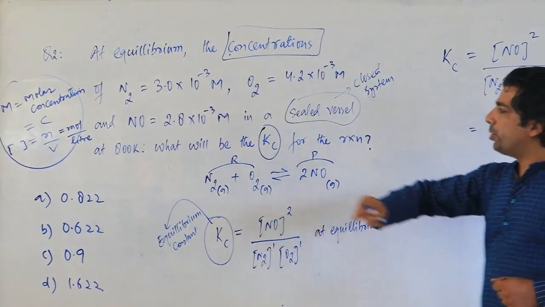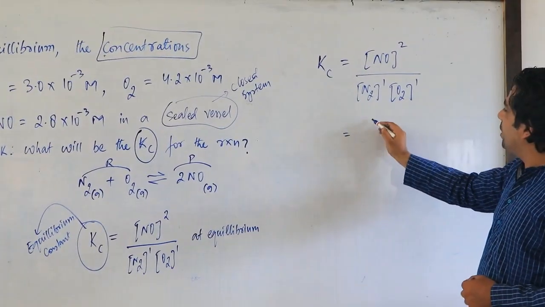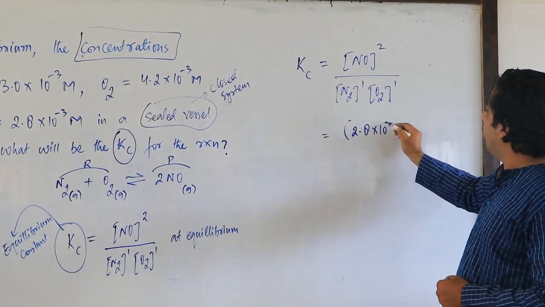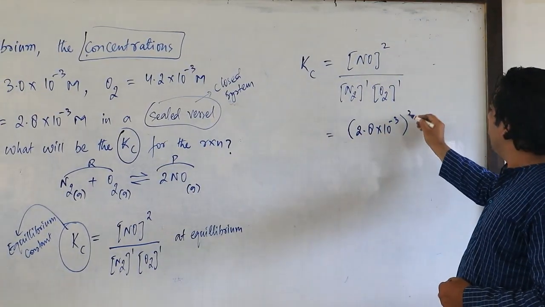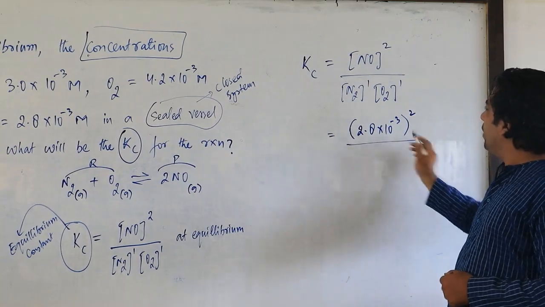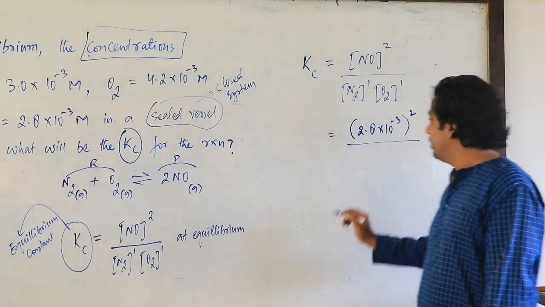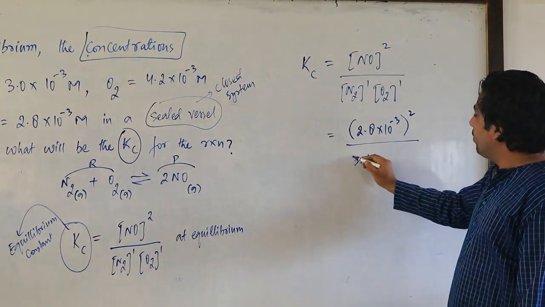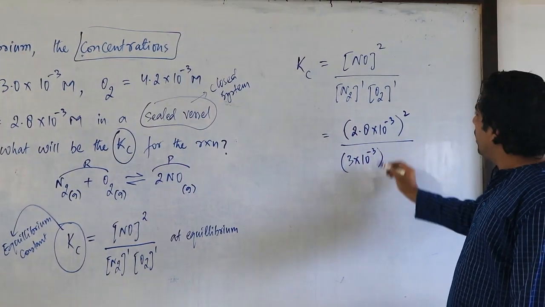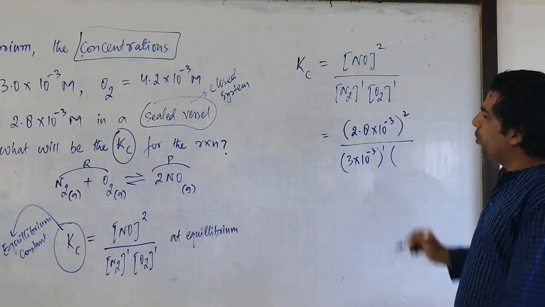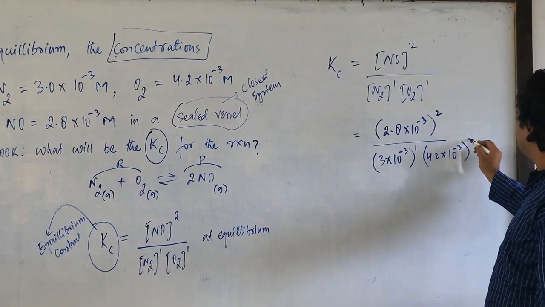So the molar concentration of NO is given to me: 2.8 into 10 raised to the power minus 3. Here I will write down 2.8 into 10 raised to the power minus 3, and here the power is 2. So take the power 2. Divided by N2. What is the concentration of N2 given to me? 3 into 10 raised to the power minus 3, and what is the power here? 1. Then you have O2, 4.2 into 10 to the power minus 3, the whole to the power 1.